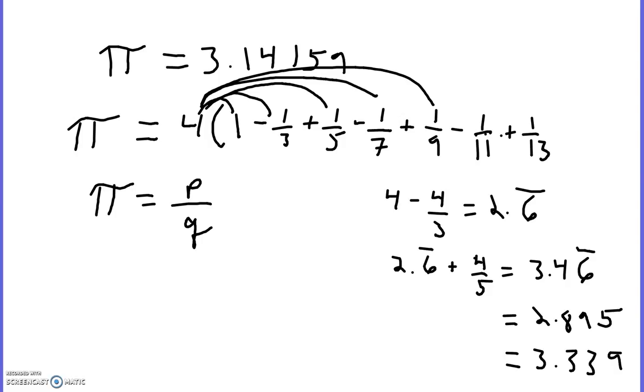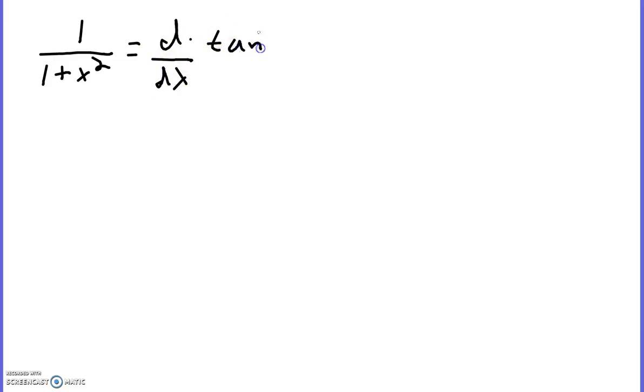So here we go. The reason why pi ends up being that pattern comes from the fact that we have this. And you might look at that and say, what the heck is that? Well, if you haven't had calculus in a while, this function right here is the derivative, or the rate at which the inverse tangent function moves.